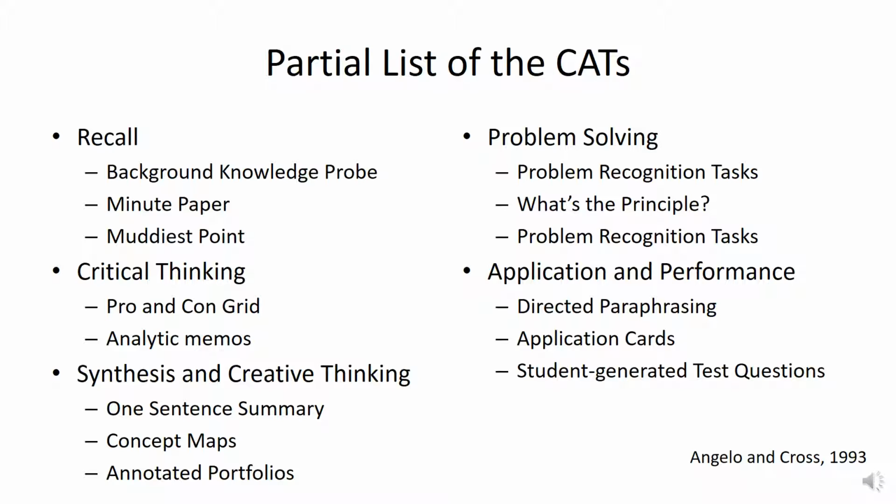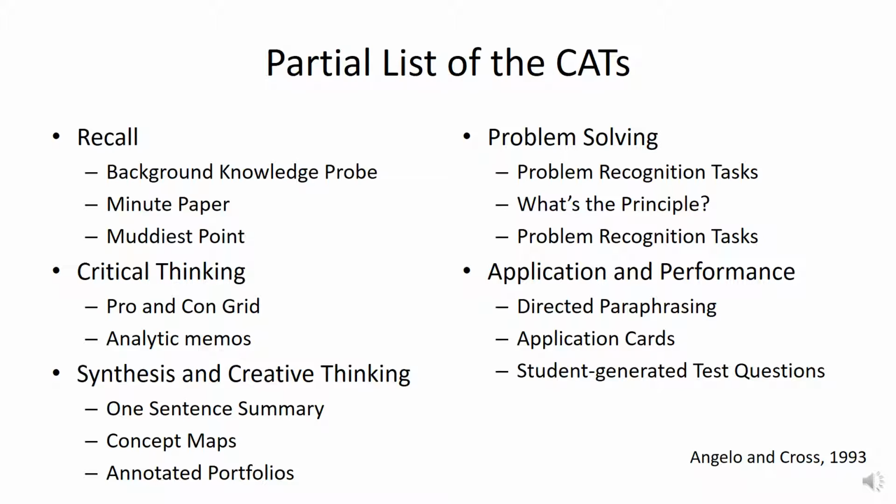For critical thinking, students can create a pro and con grid. An example would be if you were looking at a drug, you would look at the benefits versus the risks, listing those, and you can imagine how there are many more applications in medicine. For synthesis and creative thinking, there are a number of techniques. A concept map is something that is very well described in the literature and is a very important and growing technique that is being used in medical school teaching. For problem solving, there are a number of different concepts. One is called What's the Principle, where a number of cases are described, and students are tasked to name the principle that is responsible for the phenomenon or event that's happening in the specific cases.